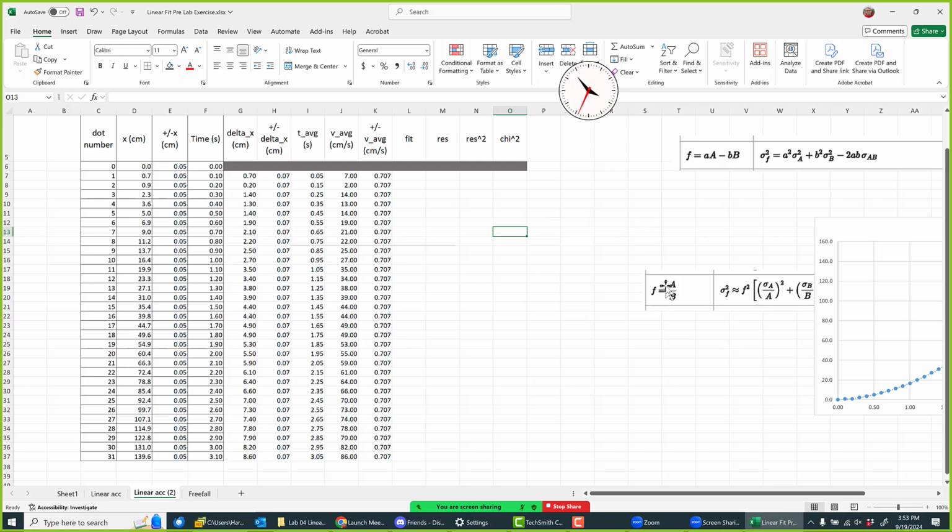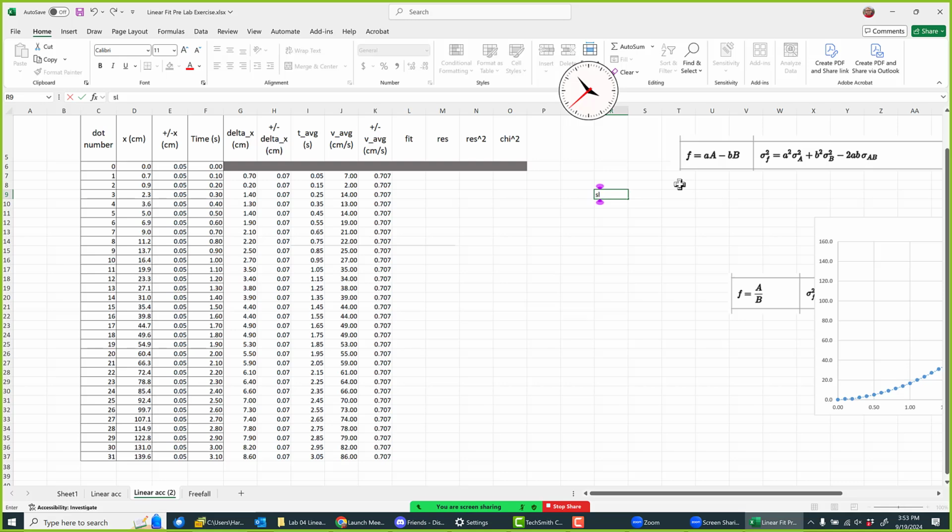Okay, so we need a fit parameter table. So we have slope, we have y-intercept, sum of the res squared, sum of the chi squared, and then we have our, we'll call it G, acceleration of gravity measured, the acceleration of gravity accepted, and, oh yeah, percent difference. Okay, so that's all the results we need. And we'll make that one a little wider so it all fits.